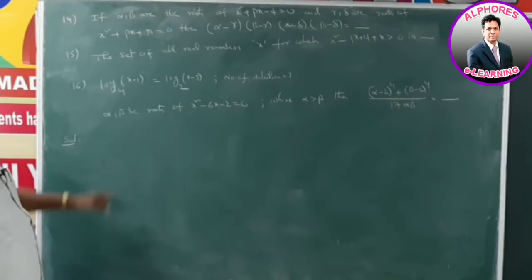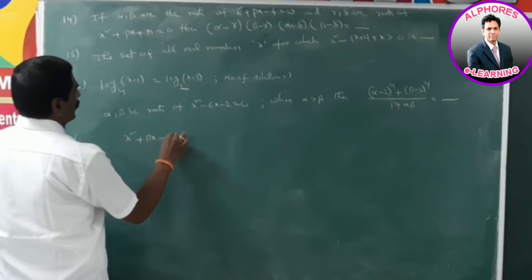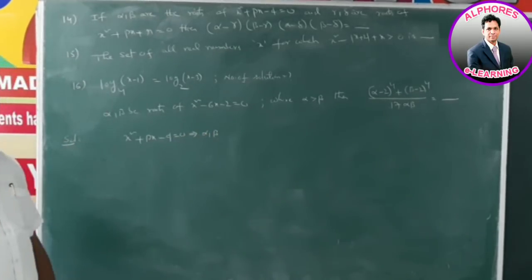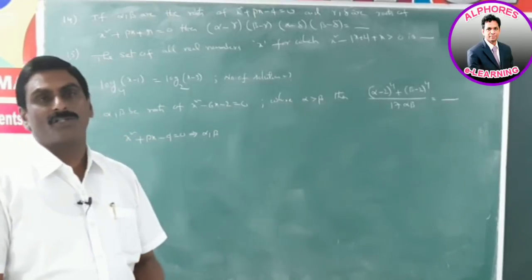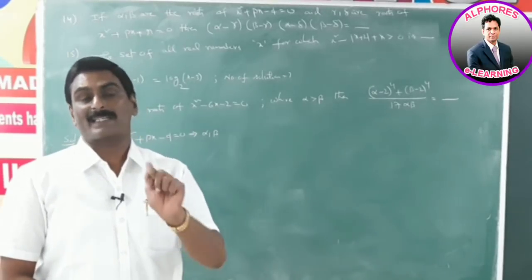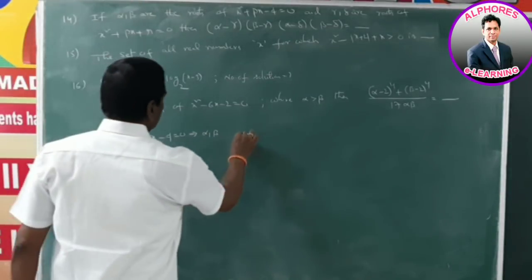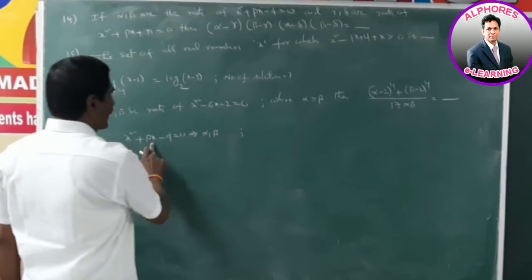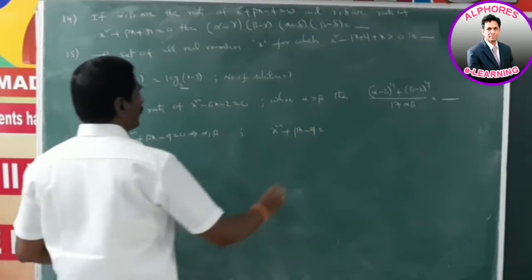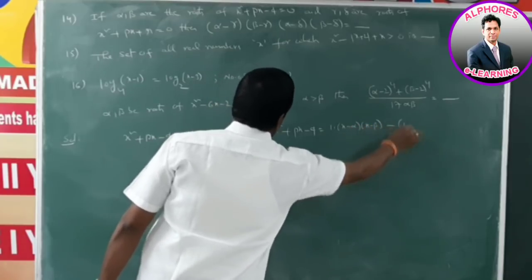From the given, alpha, beta are the roots of x² + px − q = 0. In this case, the roots are alpha, beta. When the roots of the quadratic equation ax² + bx + c = 0 are alpha, beta, then the expression ax² + bx + c is equal to a(x − alpha)(x − beta). a means the leading coefficient, the x² coefficient. So, this can be reduced into x² + px − q is equal to the leading coefficient 1 into (x − alpha)(x − beta). Okay, this is equation number 1. Any doubt?